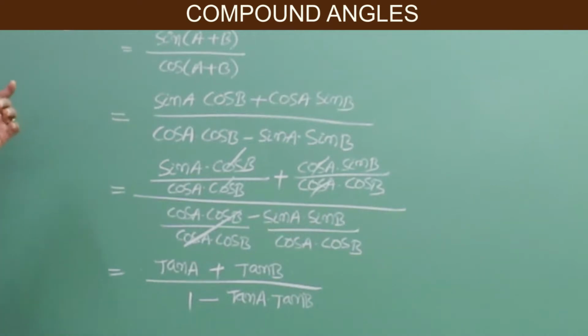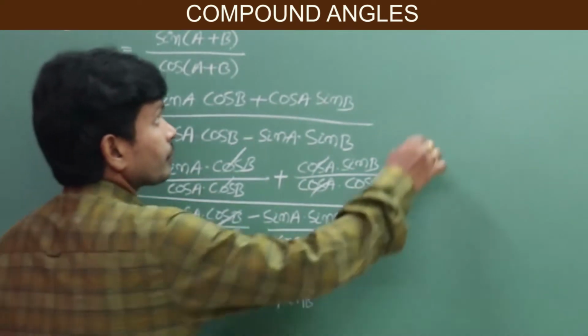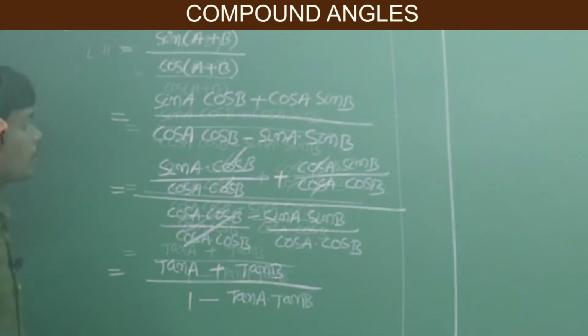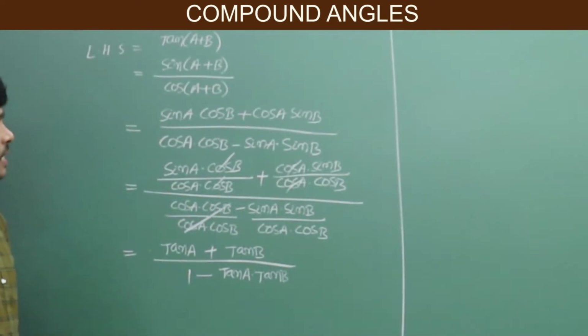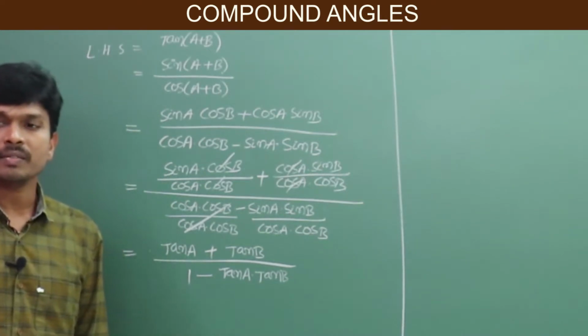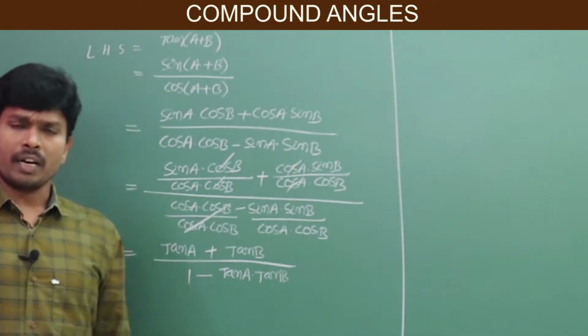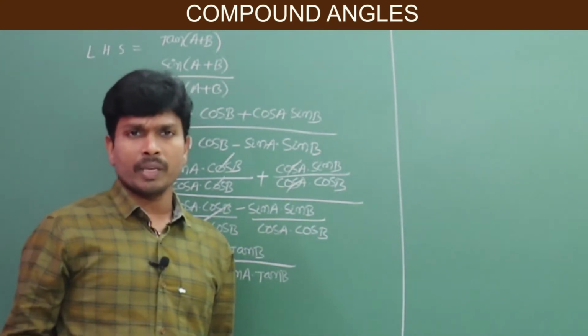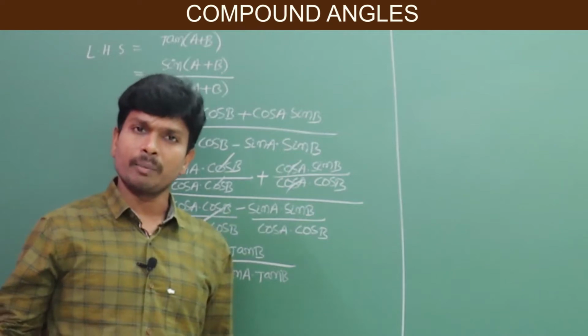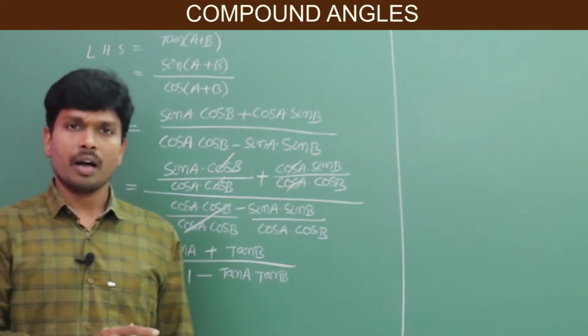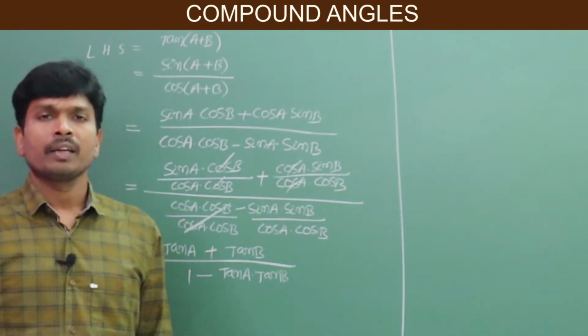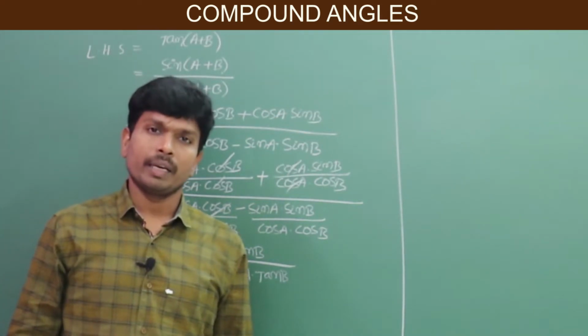Yes, you got it. Tan of a plus b is equal to tan a plus tan b by 1 minus tan a tan b. Okay. So my question is, is it true always? Sin of a plus b equals sin a cos b plus cos a sin b, and cos of a plus b is equal to cos a cos b minus sin a sin b. Those formulae are true always for any real values of a and b.